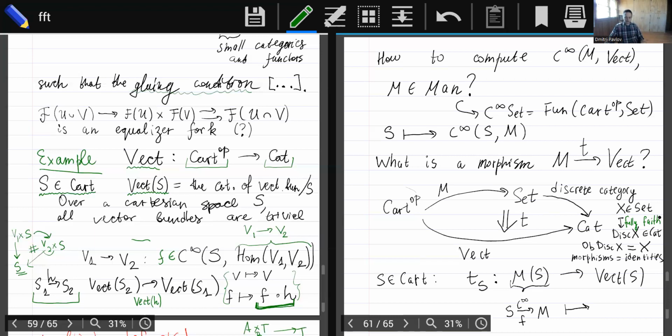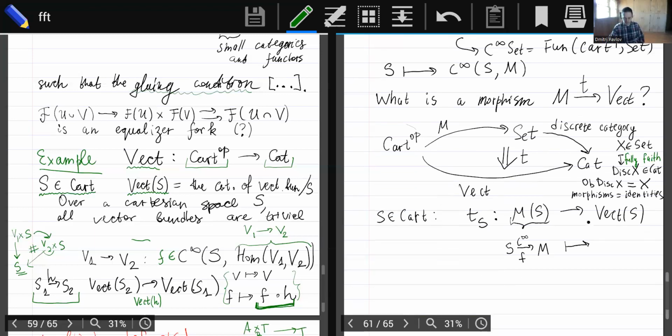Meaning morphisms between the sets are in a bijective correspondence with morphisms between the corresponding discrete categories. I'm trying to figure out how this is linked to M, which belongs to the category of manifolds. Oh, you mean what happens when we compose M with this functor? Yes. I'm trying to figure out how they join and follow one. Yeah, so that's what I tried to mention here.